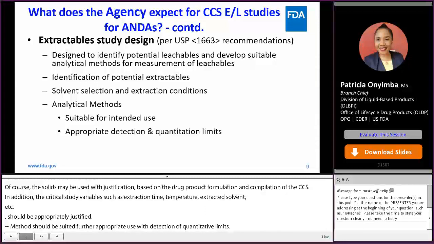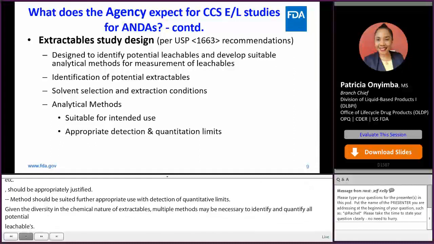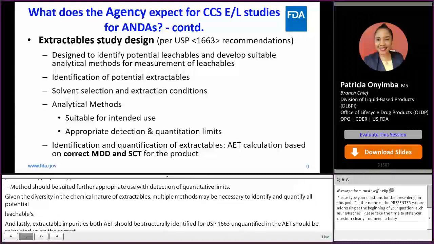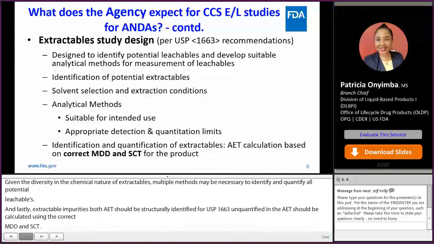And given the diversity in the chemical nature of extractables, multiple methods may be necessary to identify and quantify all potential leachables. And lastly, all extractable impurities above AET should be structurally identified per USP 1663 and quantified, and the AET should be calculated using the correct MDD and SCT.